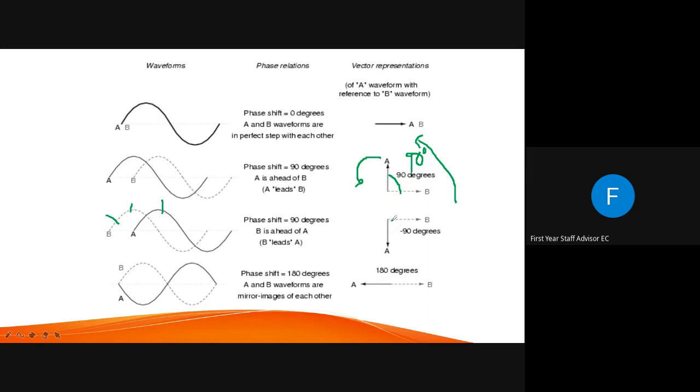So I am taking B as a reference, 0, and A is behind B. A is lagging behind B by 90 degree. So I am drawing like this. You can draw like this also. First diagram also correct. If you draw like this also correct. But here you have to write B because B is leading and A is lagging.